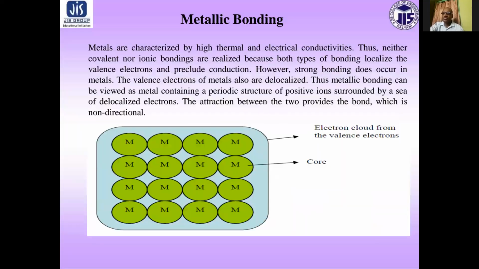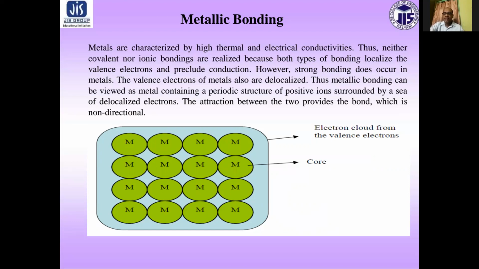Next is metallic bonding. Metals are characterized by high thermal and electrical conductivities. Thus, neither covalent nor ionic bonding is realized, because both types of bonding localize valence electrons and preclude that condition. However, strong bonding does occur in metals.